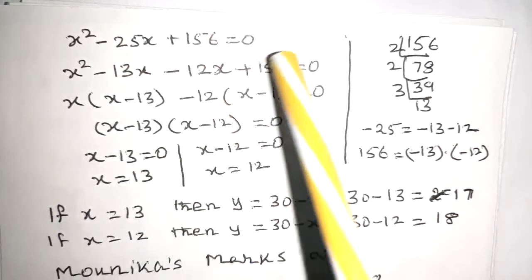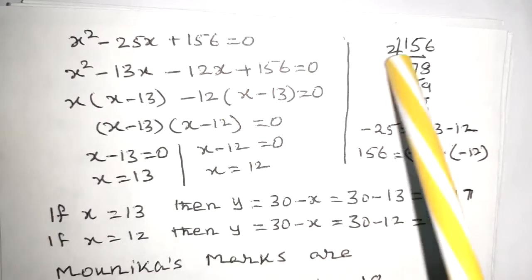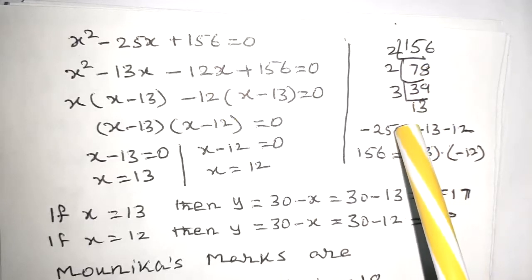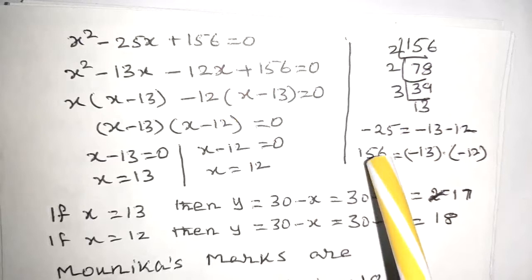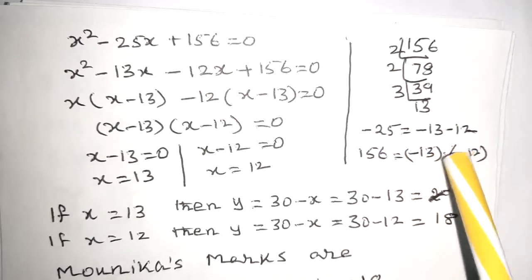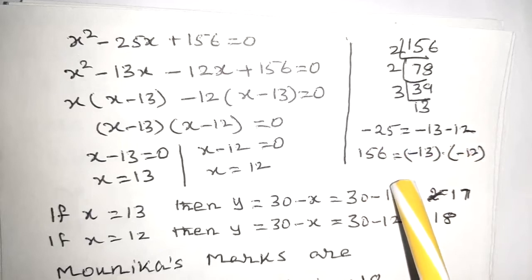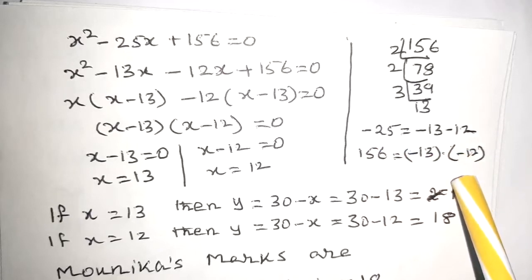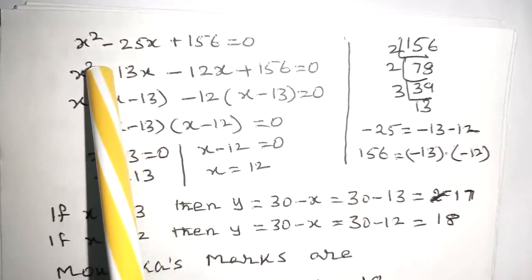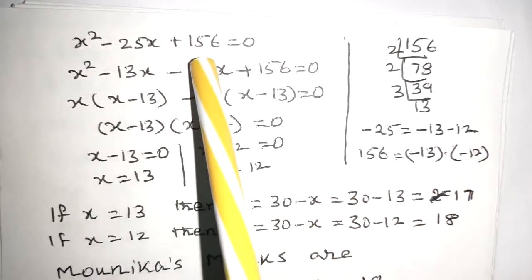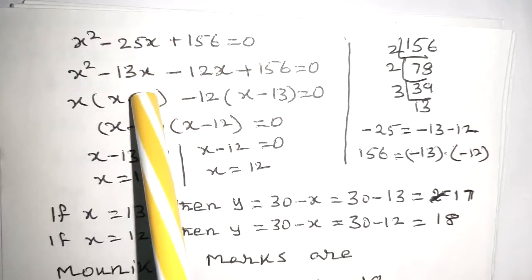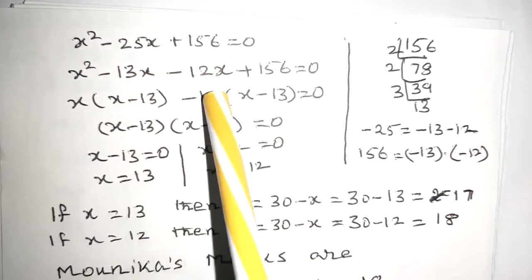Now, for 156 we have found the prime factors. Minus 25 is written as the sum of minus 13 and minus 12. 156 is written as the product of minus 13 and minus 12. Therefore, x square minus 25x plus 156 equal to 0. Minus 25x is written as the sum of minus 13x and minus 12x.